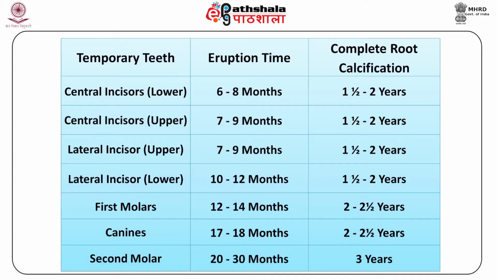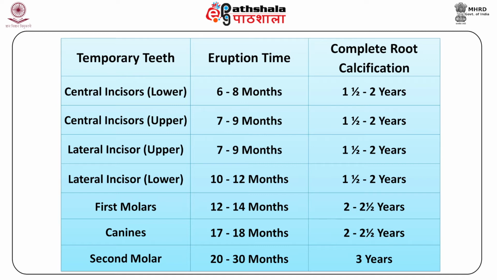Now, in this table, we have shown the temporary teeth in one column, their eruption time in the next column and the complete root calcification age in the third column. Starting with the first, the central incisors: the eruption time is 6 to 8 months, and for complete calcification 1.5 to 2 years. Next are the central incisors: the eruption time is 7 to 9 months, and the time needed for complete root calcification is 1.5 to 2 years.